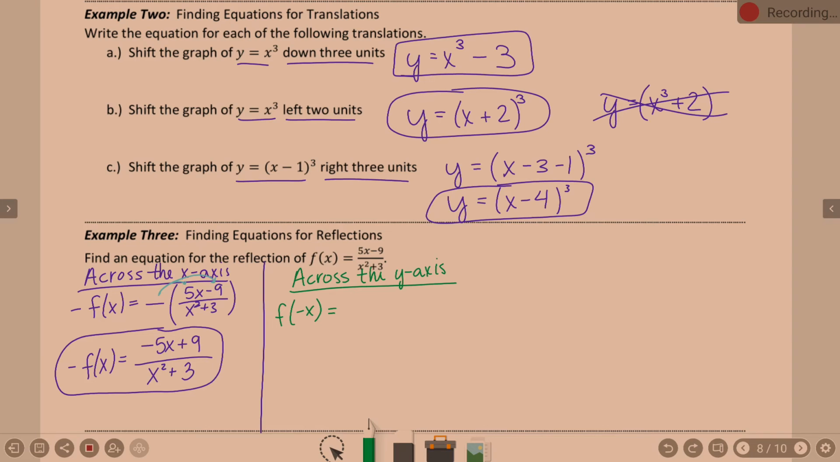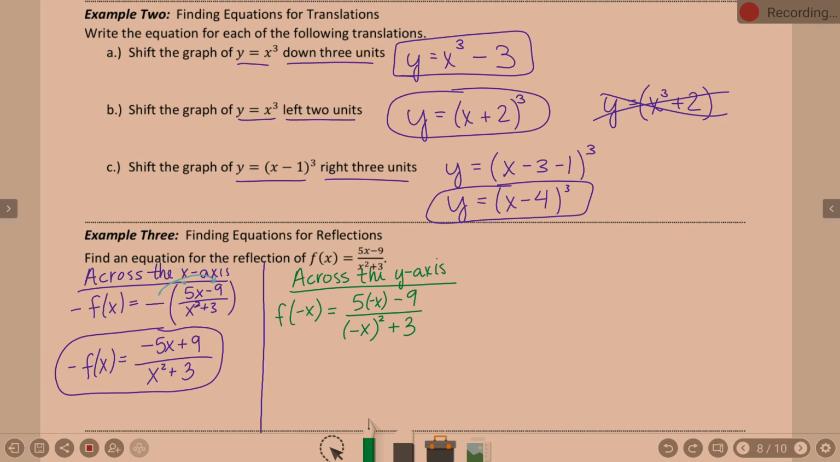So 5x, I'm going to write it right now as 5 times negative x. Minus 9 is still minus 9. X to the second, I'm going to write it right now as negative x to the second. Plus 3 is still plus 3 because there's no variable. So we're applying a negative to every x. Now, clean it up. What is 5 times negative x? Negative 5x. Still with a minus 9.